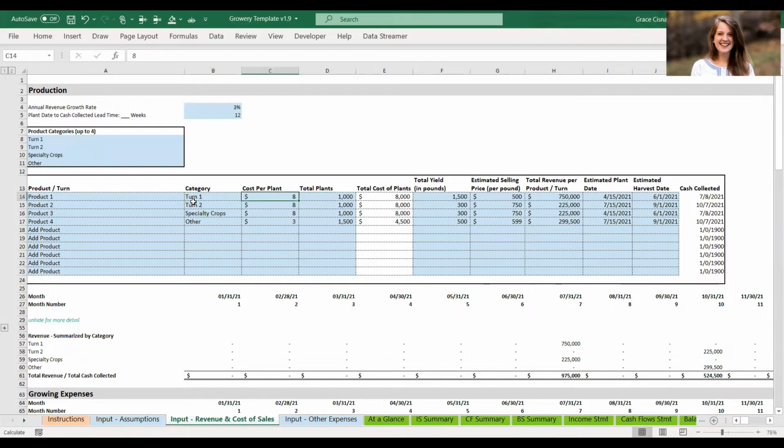And then you can enter your cost per plant. That's your seed cost or the cost of the clone, whatever it is for the plant itself. You enter the total plants that you're planting in this turn or for this product. The model will calculate the cost of plants for you. Then you're going to enter your total yield in pounds, and then your estimated selling price per pound.